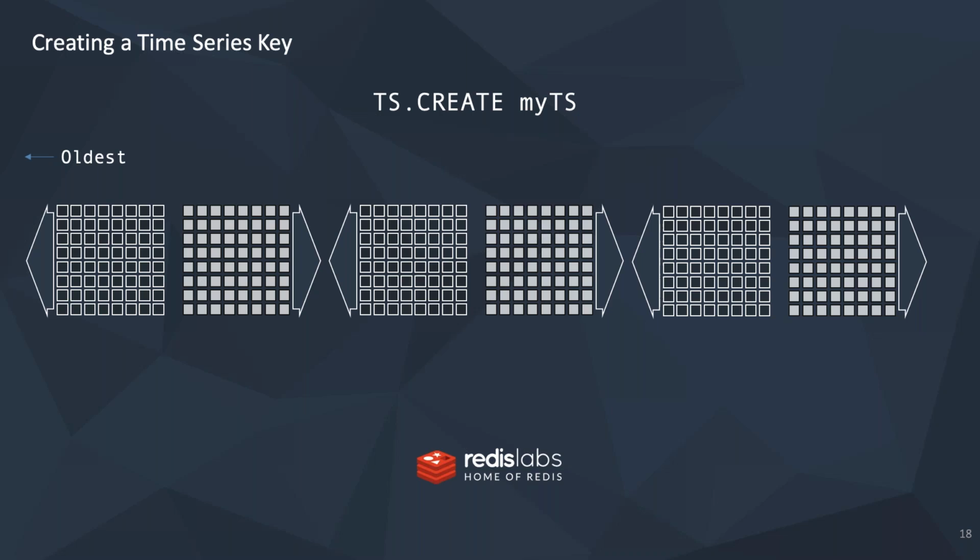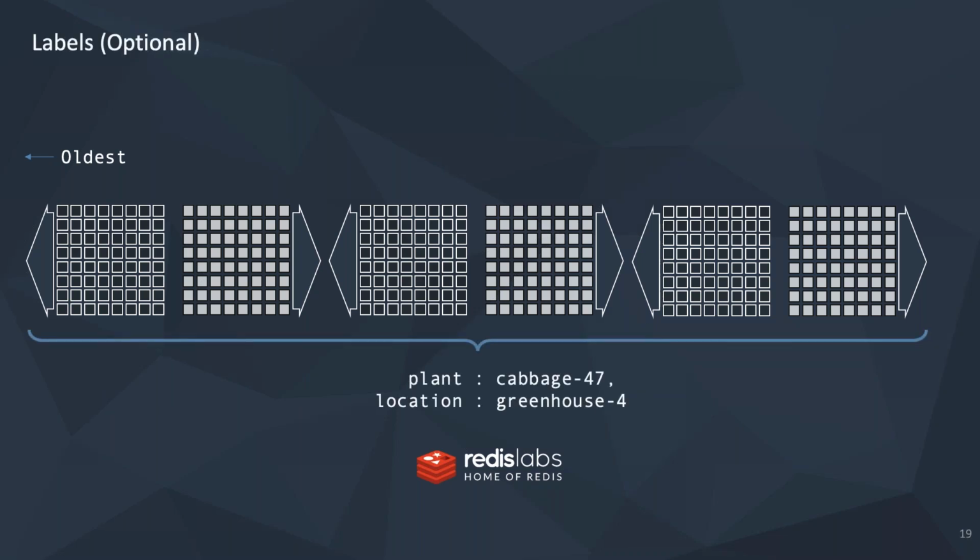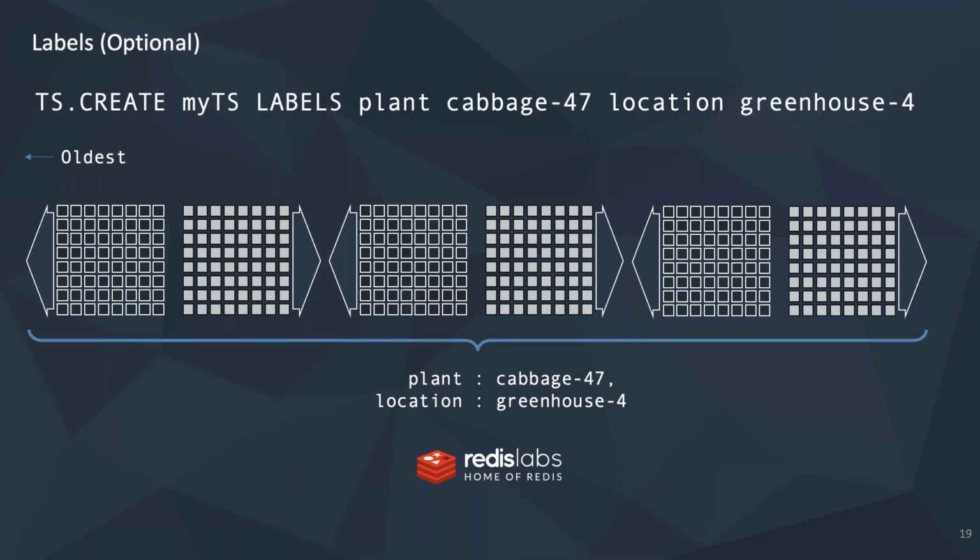In this case, my command is TS.CREATE, and then I have my ts key that I'm using here. Let's say that we want to add some metadata about this. Let's say we're in a greenhouse situation. You have a plant, let's say a cabbage in a certain greenhouse, and those two things are for all the samples. You can see here how we do this, we have what are called labels. So we have plant cabbage 47, location greenhouse 4. This applies to every single sample, so it's important to know this is across the entire time series. As you can see, we are using the same familiar field value pair format, so it's pretty easy to look at.